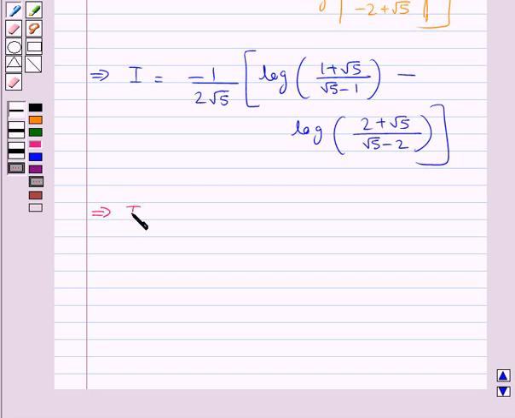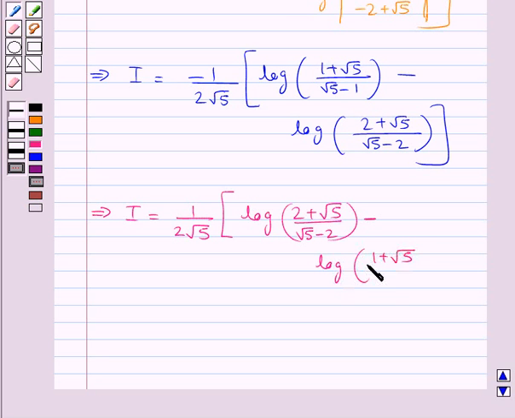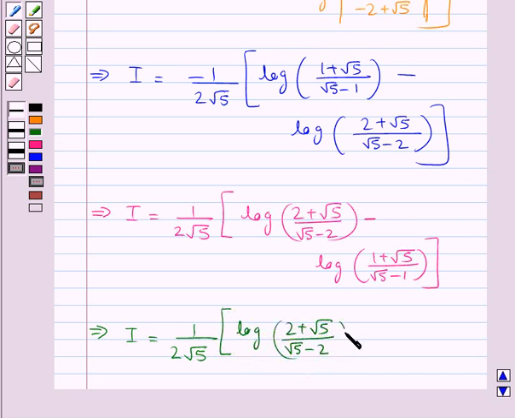Now this can be further written as I equal to 1 upon 2 root 5 into log 2 plus root 5 upon root 5 minus 2 minus log 1 plus root 5 upon root 5 minus 1. This further gives us I equal to 1 upon 2 root 5 into log 2 plus root 5 upon root 5 minus 2 multiplied by root 5 minus 1 upon 1 plus root 5.